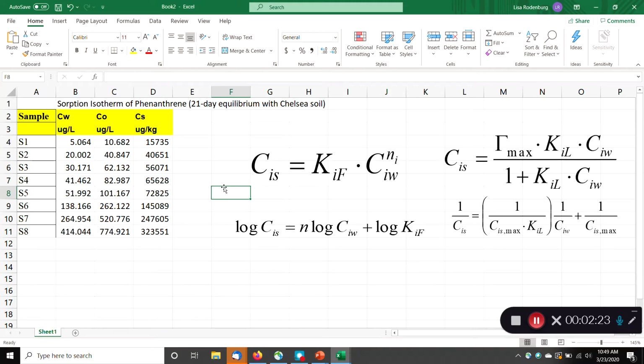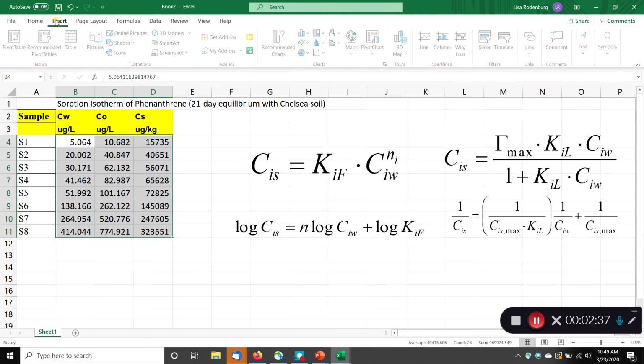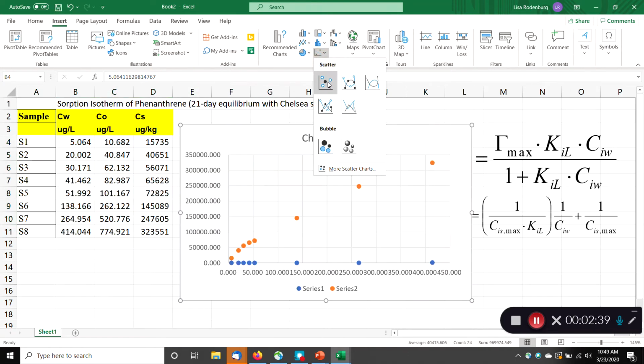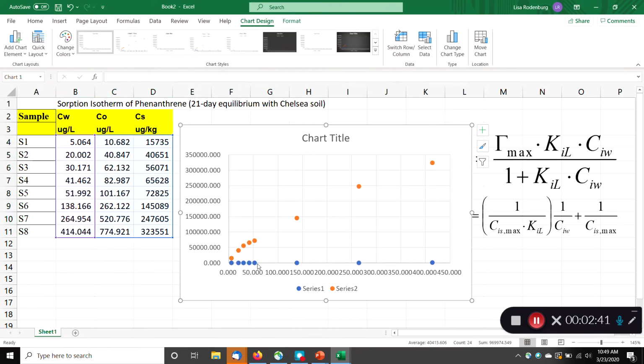All right, so now we have this data, and we want to fit it to a sorption isotherm. So what a sorption isotherm is, is CS versus CW, right? So one way to do that, insert chart here, and then this is the extra data we don't need, so I'm just going to hit delete. Okay, so there we go.